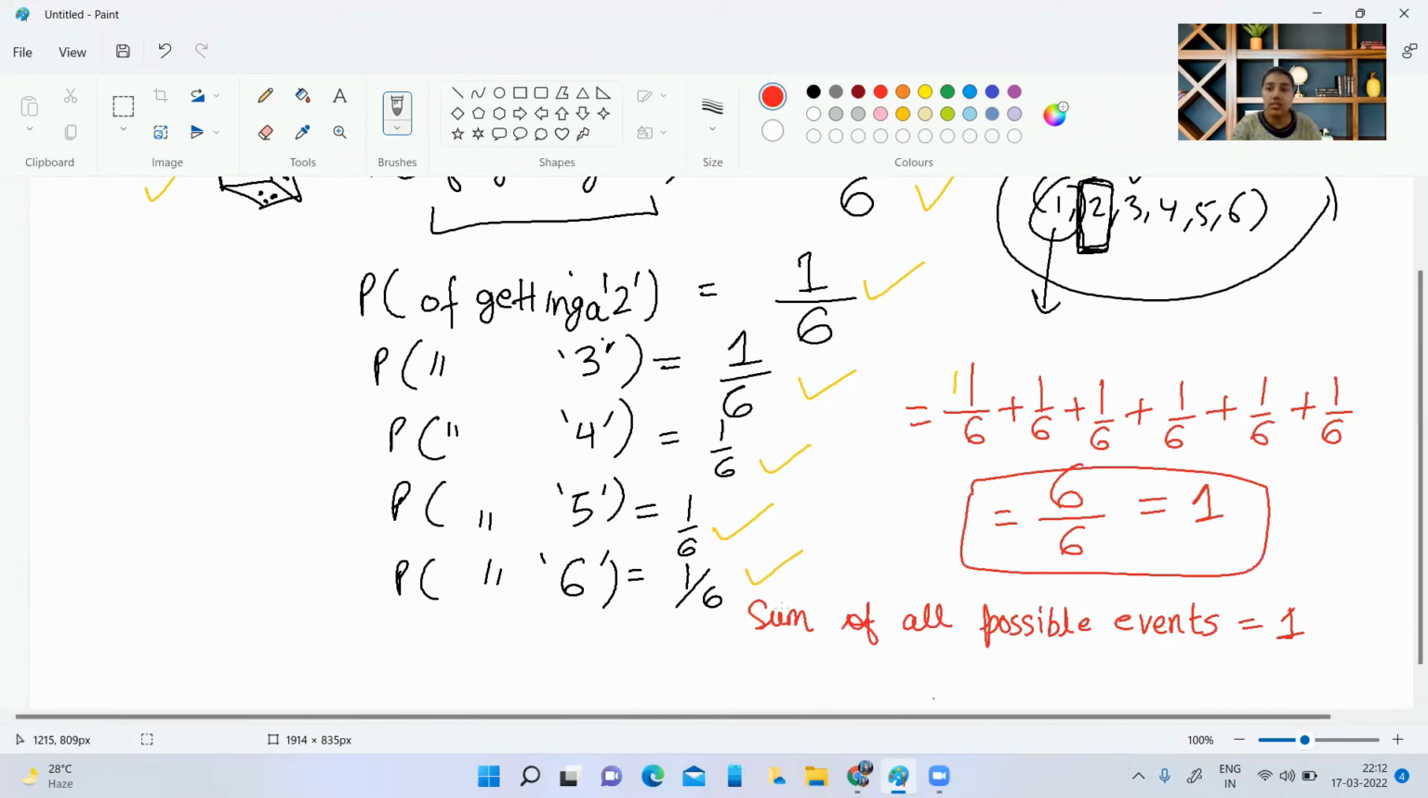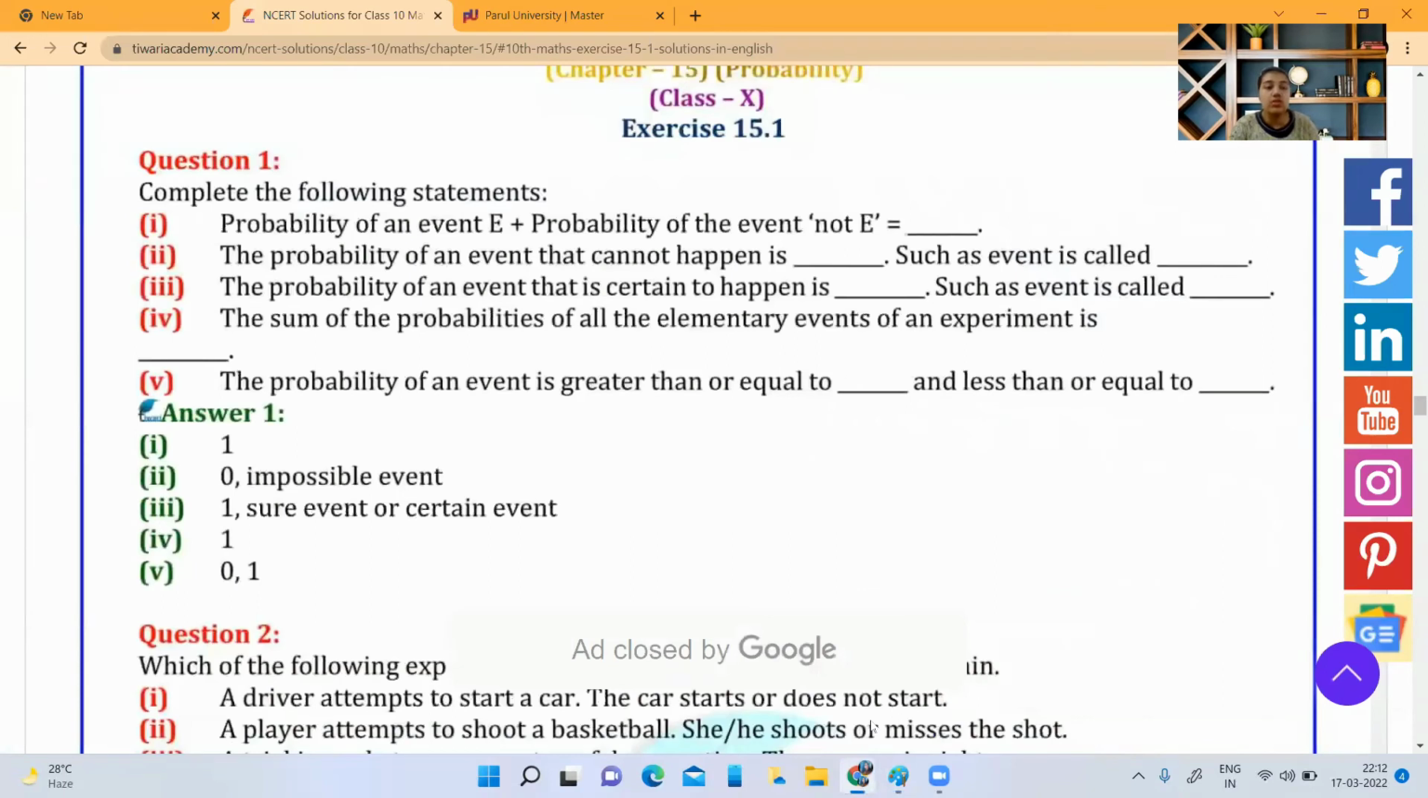Now this is some of the basic part that I wanted to cover before going on to question number 1 and question number 2. Now we can quickly jump on to these questions. Question number 1 is all about fill in the blank. The first question says the probability of an event E plus the probability of an event not E. This is the same as the probability of getting an apple and the probability of not getting an apple.